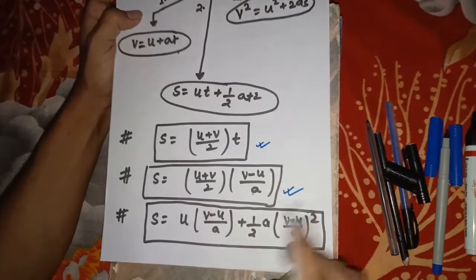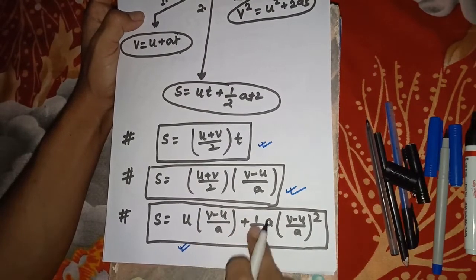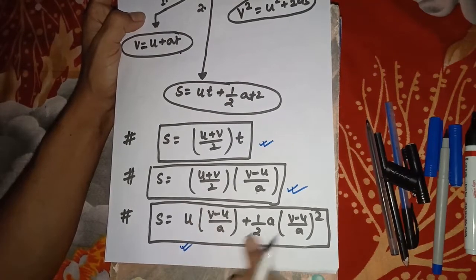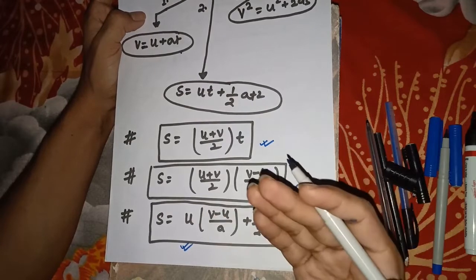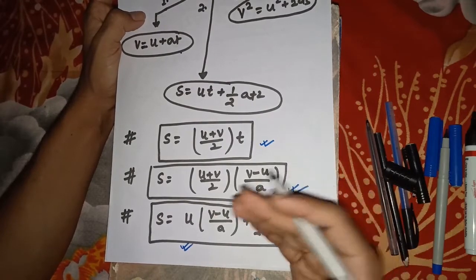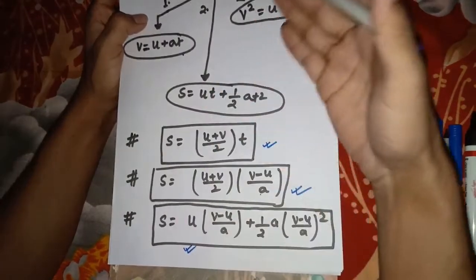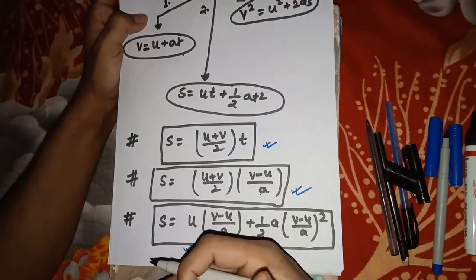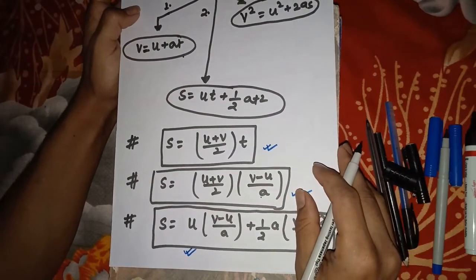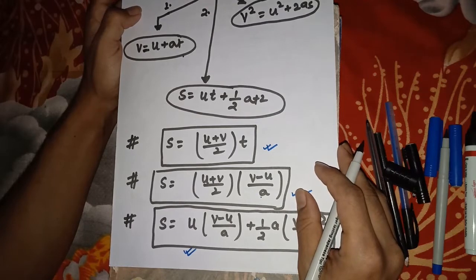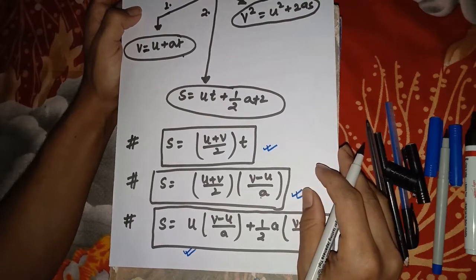Now you can have another formula also, s equal to ut plus half at square, which becomes u(v minus u) by a plus half a times (v minus u) square, divided by a square. Whatever quantities are given in the problem, you can take the suitable expression from these formulas. Have you got my point? You have to remember it also.